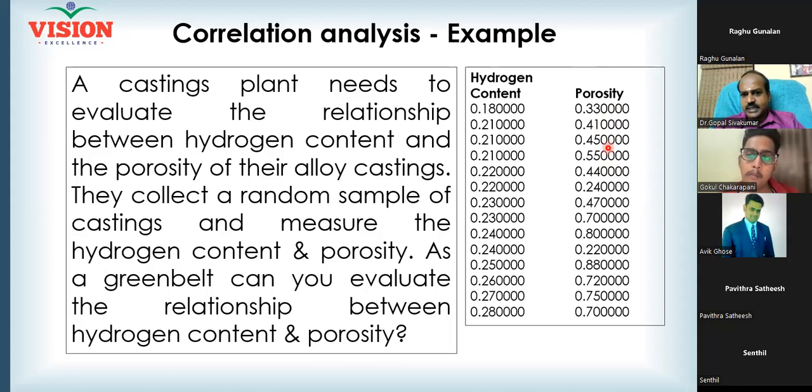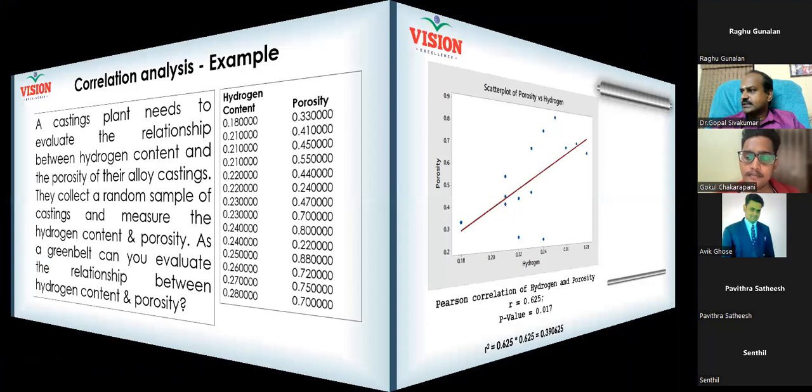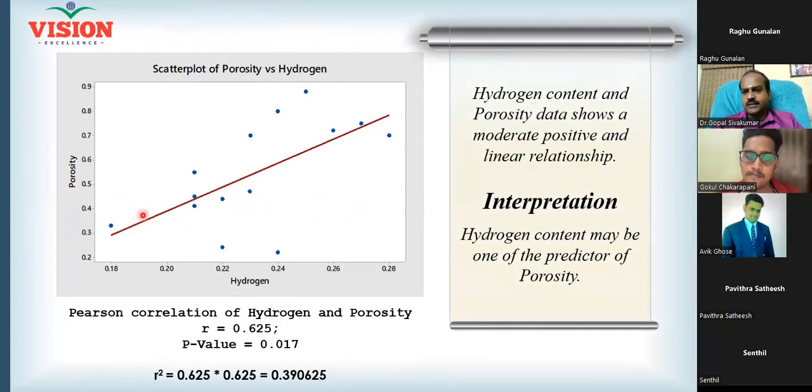Since the experts are doubting that hydrogen content is influencing the porosity, you are studying. Studying means you change the hydrogen content and note the porosity. Now a graph is drawn. The graph is a scatter diagram, and looking at the blue color dots, what kind of relationship is it? Strong, weak, or moderate?